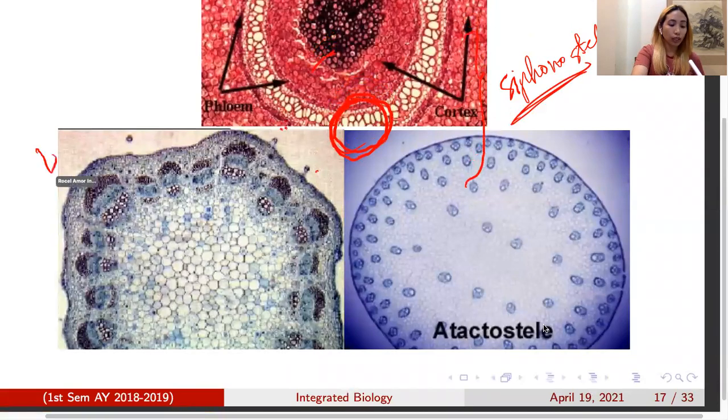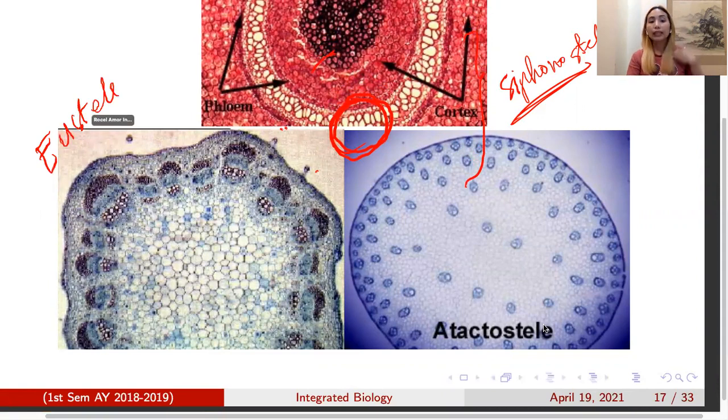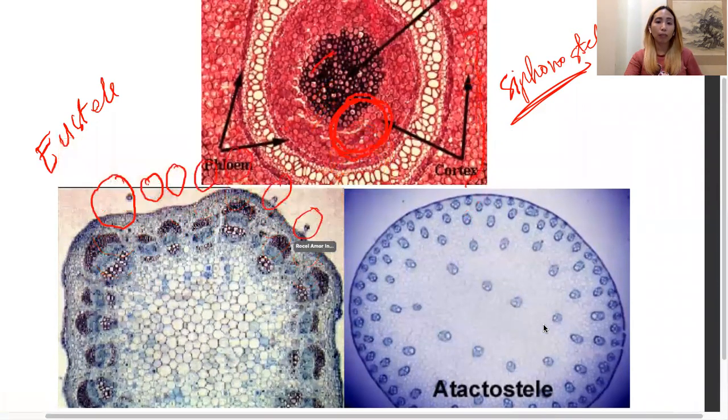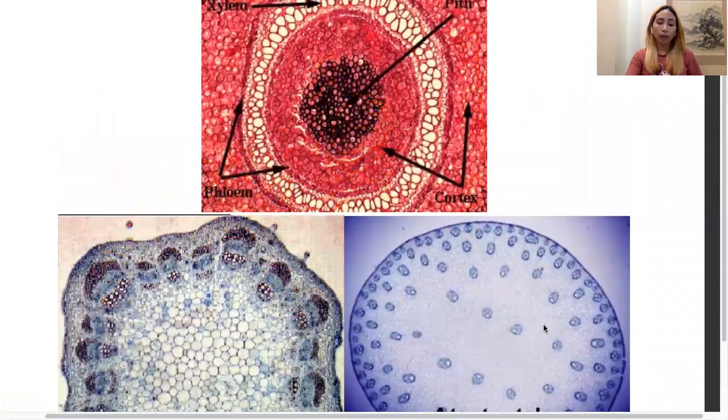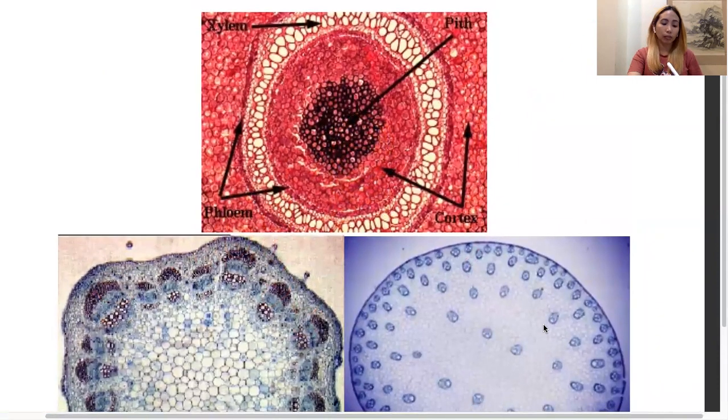So, this is the Eustele stellar pattern. The Eustele stellar pattern, right, is a stellar pattern where you will see a linear or circular arrangement of vascular bundles. Notice, parehong may pith. Parehong may pith and cortex. This is the pith. That's the pith. There's the cortex. This is the cortex. Parehong may pith and cortex area ang Siphonostele and Eustele stellar arrangement ng stem.